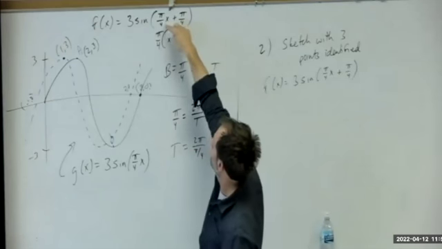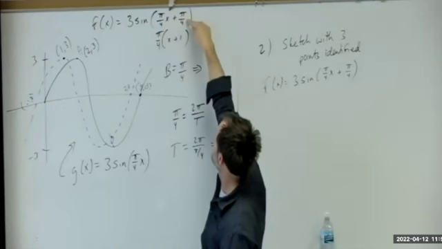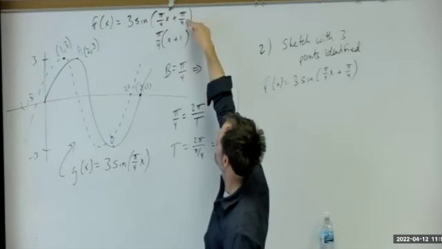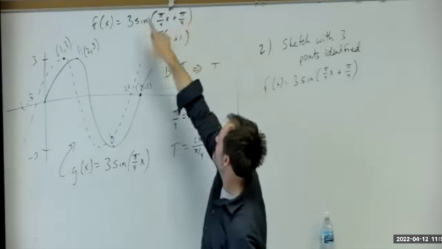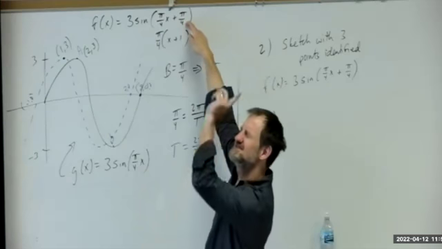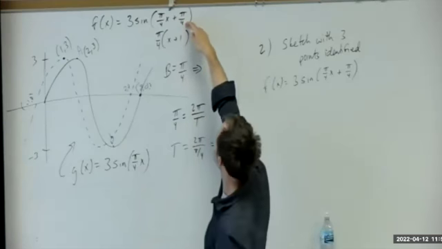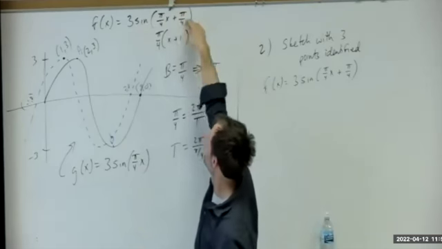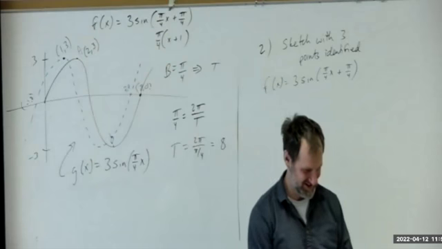Input of 1: pi fourths times 1, pi fourths plus pi fourths. It's fractions. Pi halves, good. Sine of pi halves. Oh, you can use your calculator. 1, yes, 3 times 1. Nice.